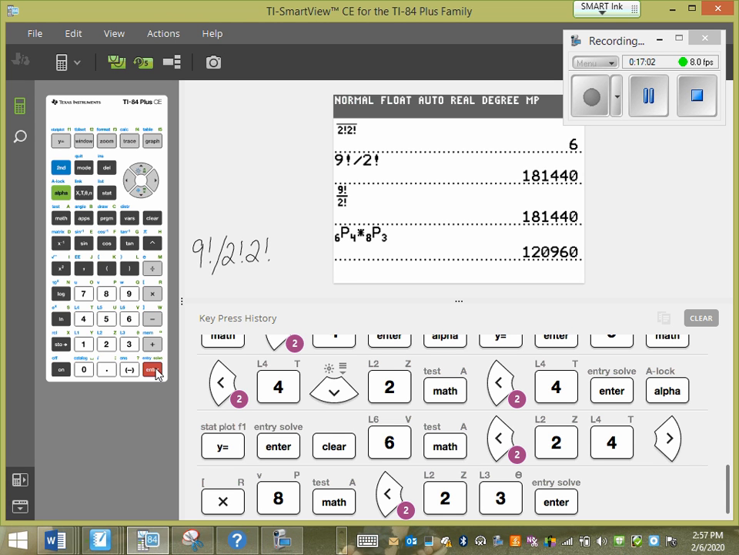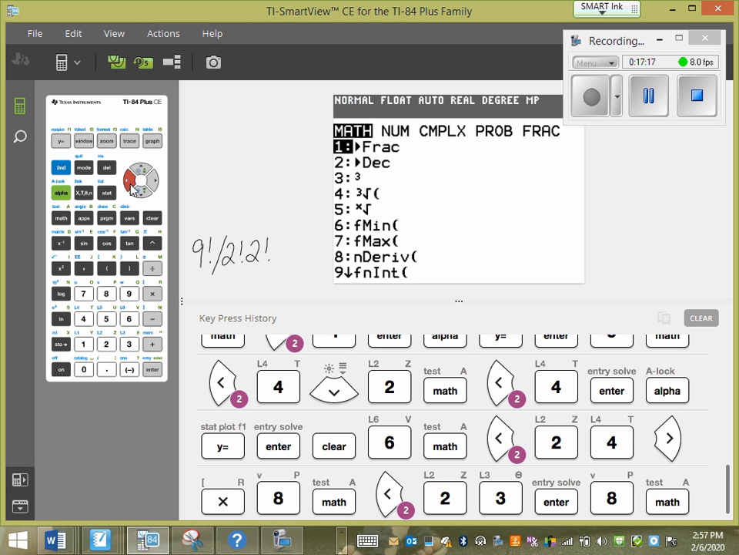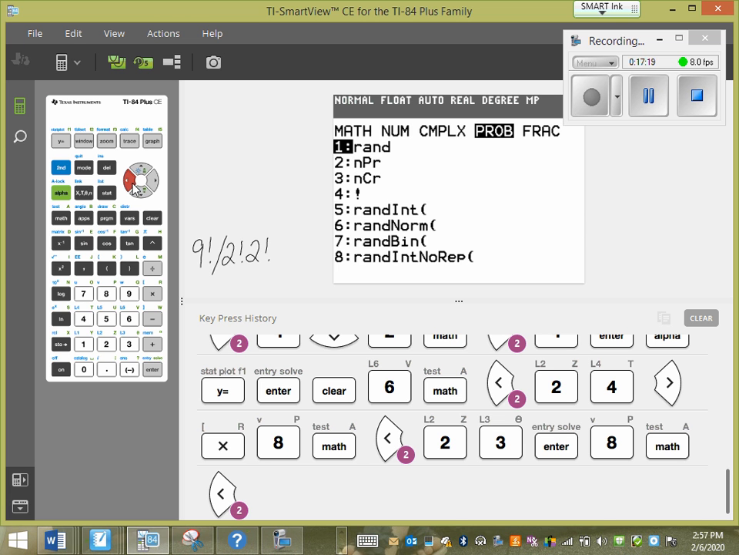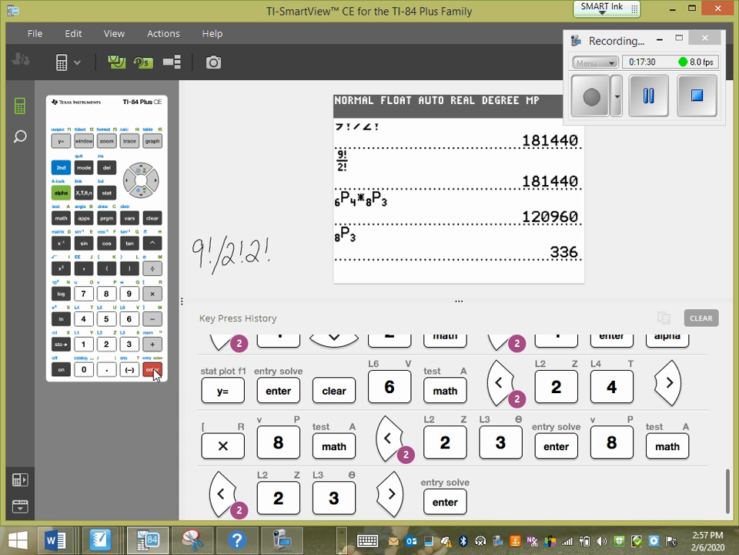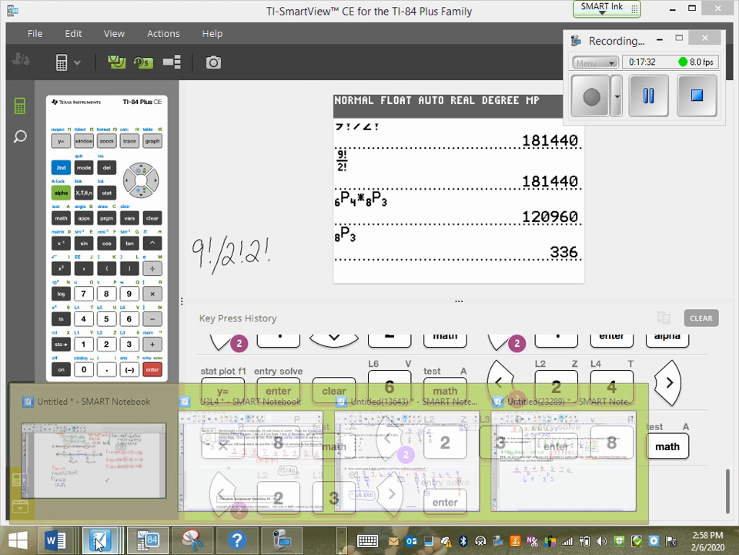120,960. If you have the older calculators, it's going to go 8 nPr 4. It means the same thing. It doesn't matter. So you're just using the math. You're going 8, math, nPr, which is number 2, 4, 3. And if I want to enter more in, I have to arrow up so I get out of the subscript. Okay? Enter. So 120,960.